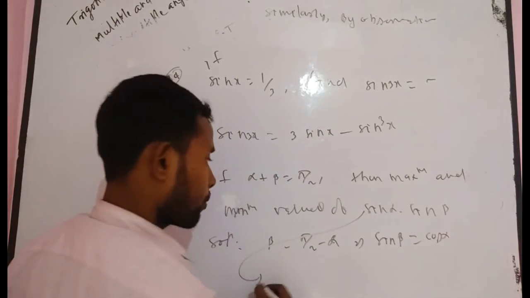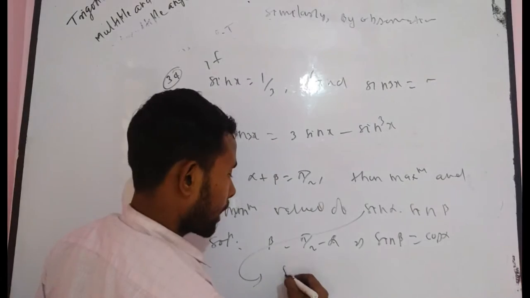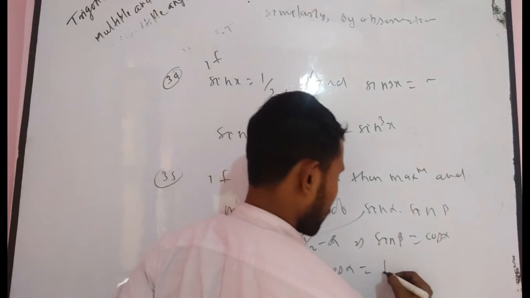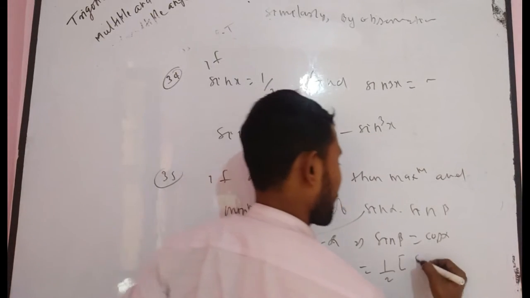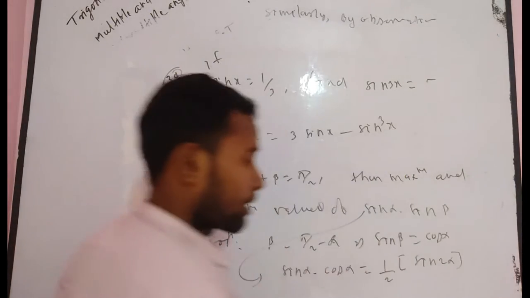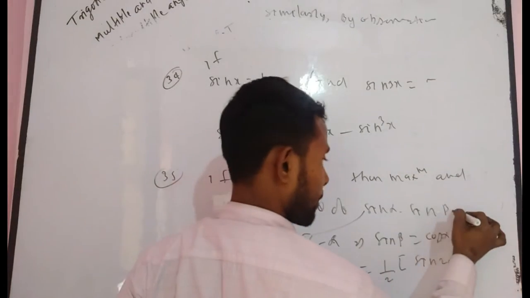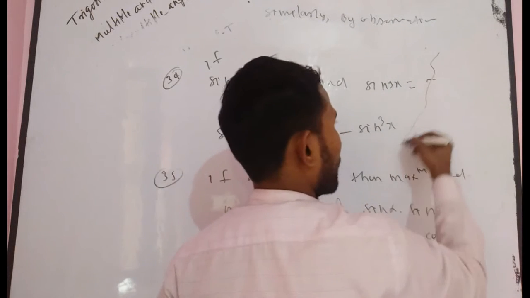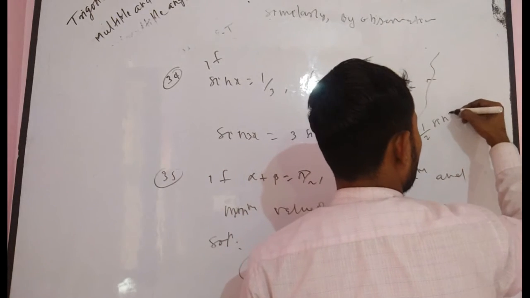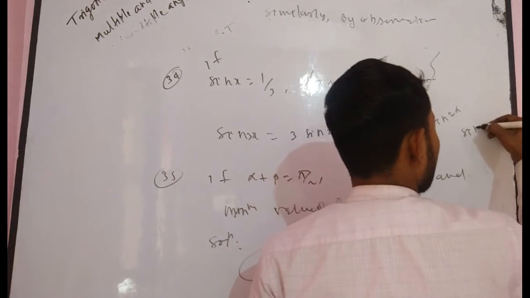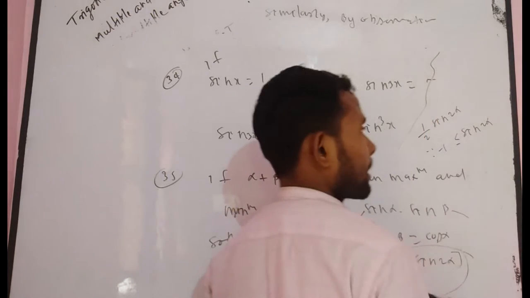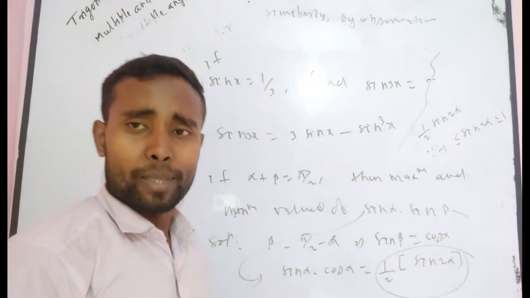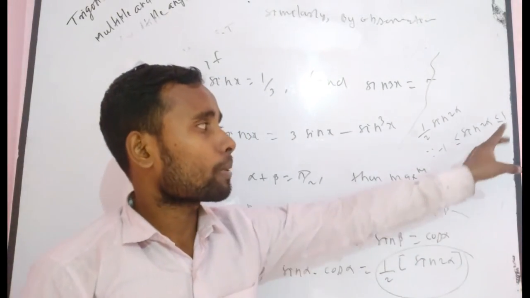Now, in the expression you have to put cos alpha in place of sin beta. So you can write sin alpha into cos alpha. After multiplying and dividing by 2, you get 2 sin alpha into cos alpha, that will be sin 2 alpha. That means the expression sin alpha into sin beta will be 1 upon 2 into sin 2 alpha. As you know, sin always lies between minus 1 and 1. That means sin 2 alpha is always greater than or equal to minus 1 but less than or equal to 1.